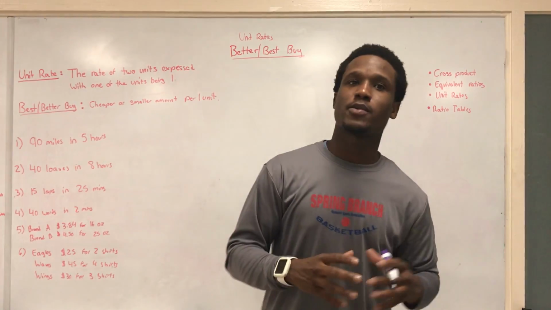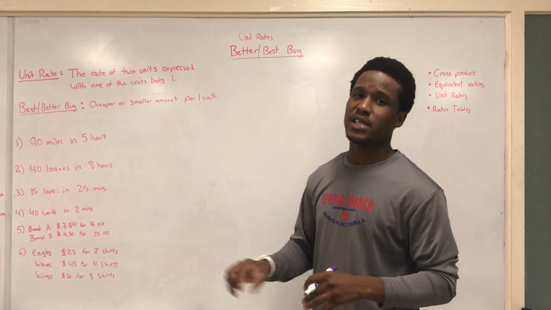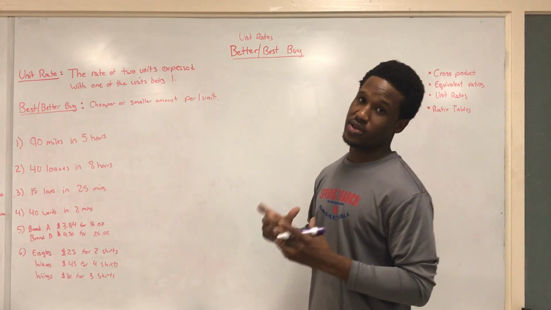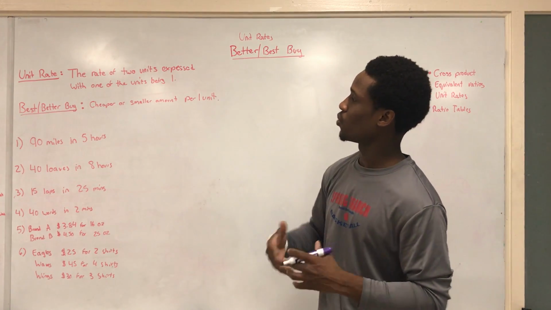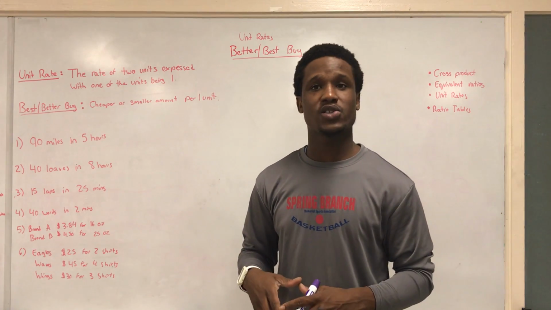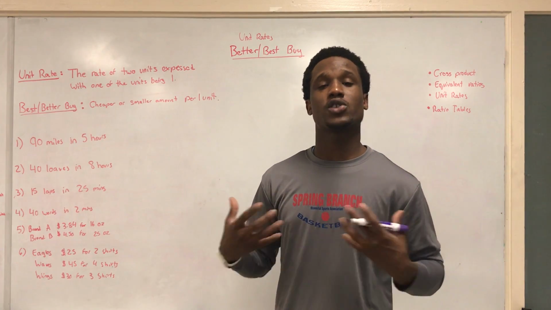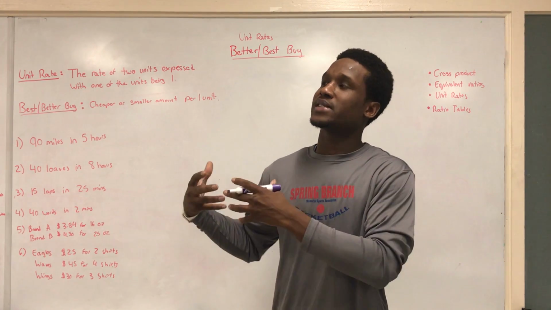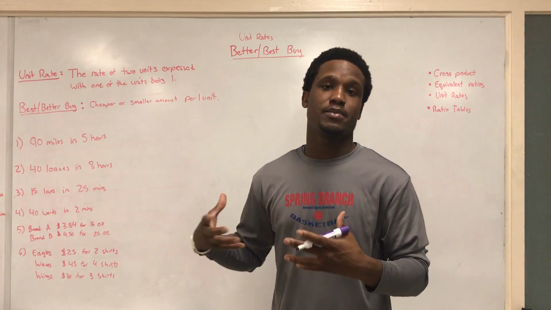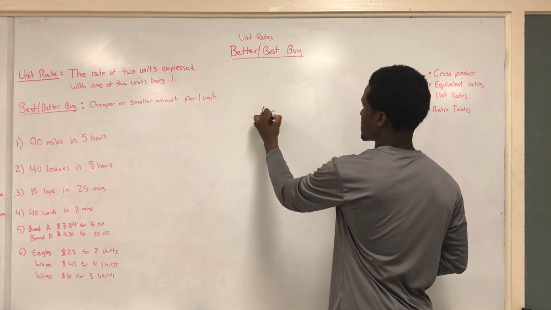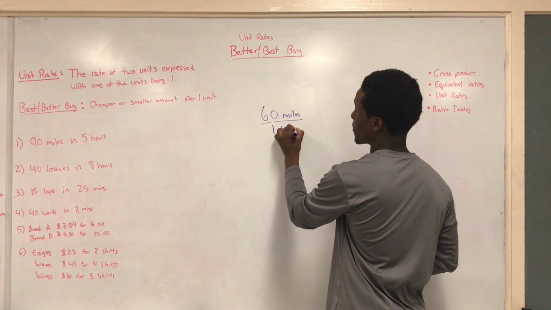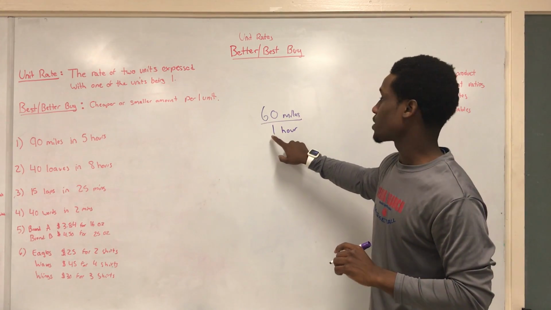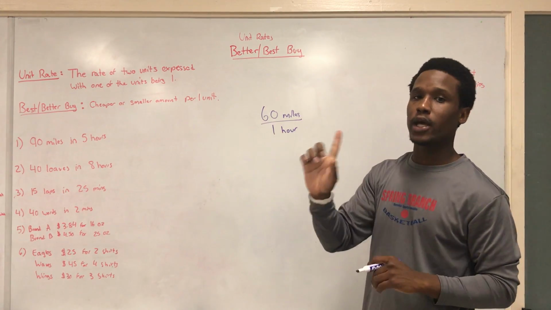Okay, so we spoke about ratios and rates, and we touched a little bit on unit rates the other day. The definition of a unit rate is the rate of 2 units expressed with one of the units being a 1. When you're driving and we're talking about speed, we would say that on the I-10 we could go 60 miles per hour. So that's 60 miles per 1 hour. What I'm doing is I'm expressing one of the units per 1 unit.